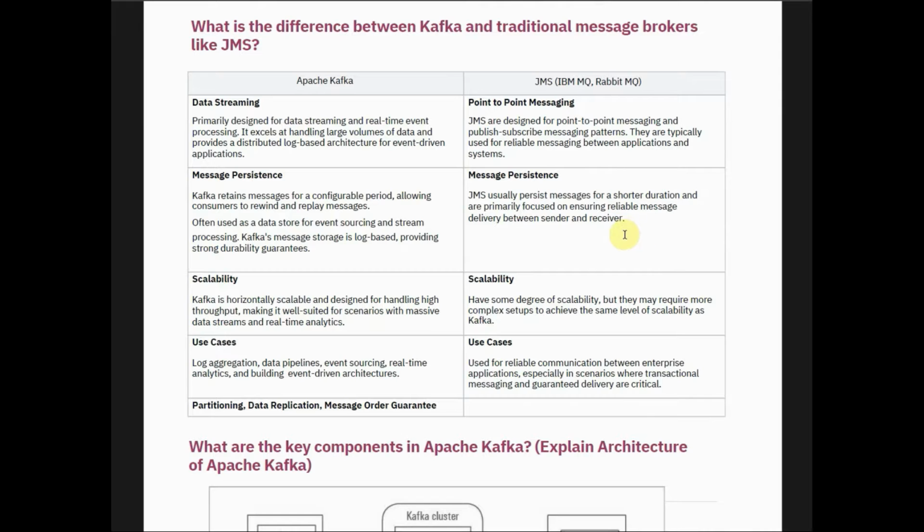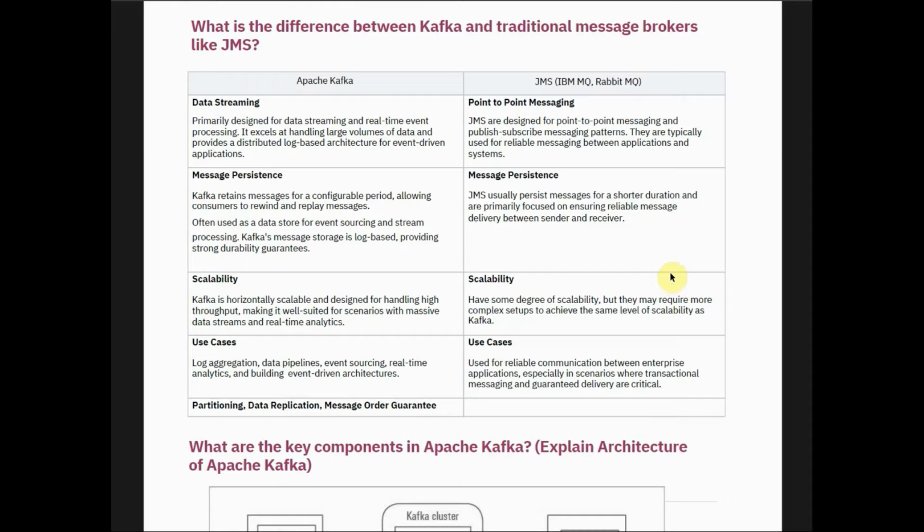Next point is scalability. As you know, Kafka is horizontally scalable and designed for handling high throughput, making it well suited for scenarios with massive data streams and real-time analytics. While on the other hand, JMS brokers have some degree of scalability, but they may require more complex setup in order to achieve the same level of scalability as Kafka offers.